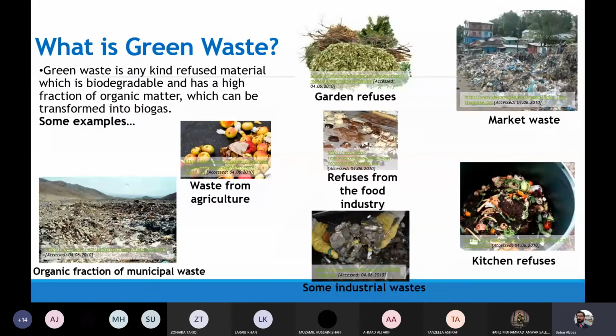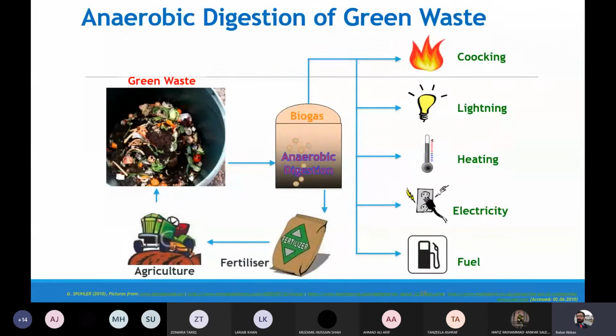So we use green waste for the production of biogas. What is green waste then? We already have covered it in a very detailed way, but we just need to recall the green waste types. For example, organic fraction of municipal solid waste, waste from agriculture, garden refuse, refuse from the food industry, some industrial waste, kitchen refuse, or market waste. All these categories have already been discussed in detail while we were discussing the sources of solid waste.